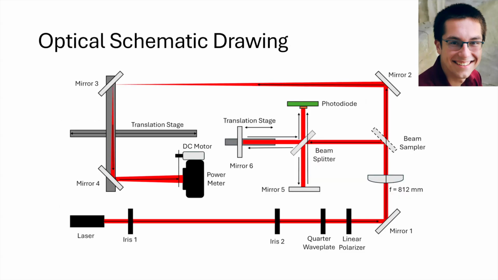Here's a rough layout of our optical schematic. We have two irises at the bottom, which the user can use to align their laser. And then there are the three systems. The quarter wave plate and linear polarizer comprise the polarimeter. The lens is an 812 millimeter focal length lens. And the beam sampler after that will split the beam to go to the Michelson interferometer and to the beam profiling system.